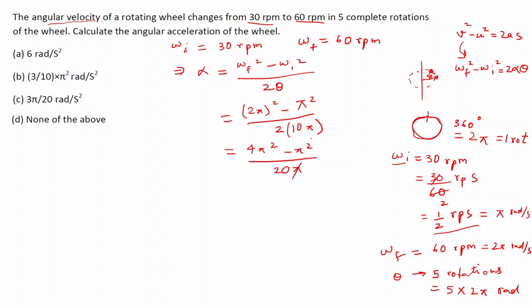So this will get cancelled. 4 pi minus pi means 3 pi divided by 20. So this is our answer. Angular acceleration will be 3 pi by 20, and putting the SI unit, it will be radian per second square. So our answer is 3 pi by 20 radian per second square. This is the correct answer.